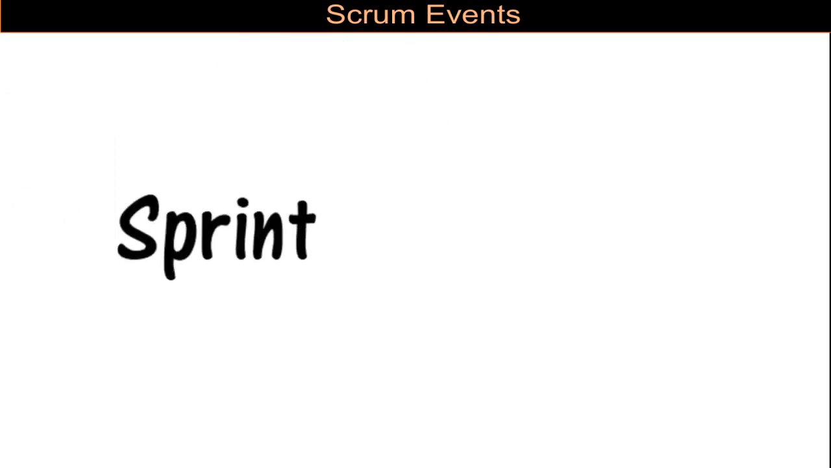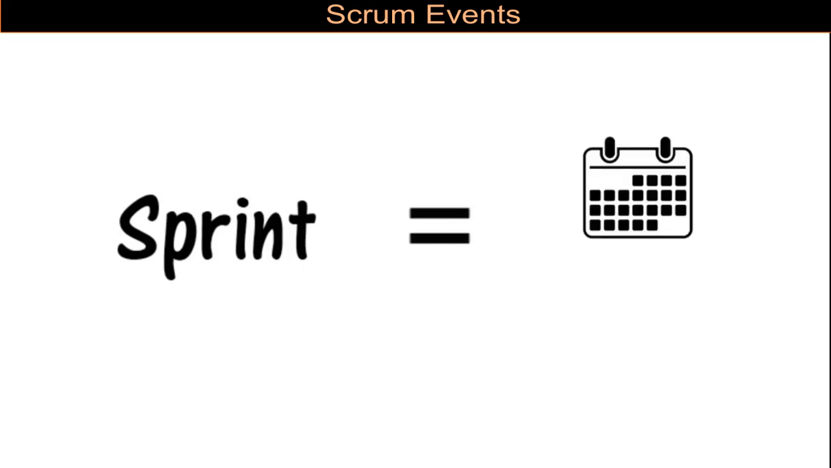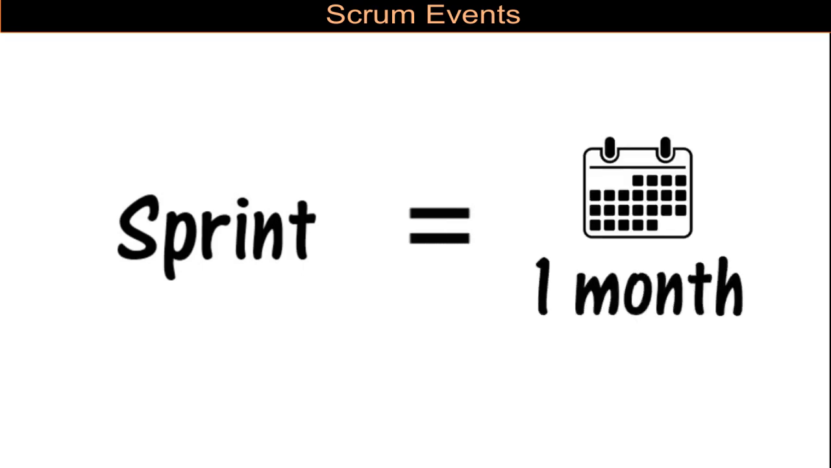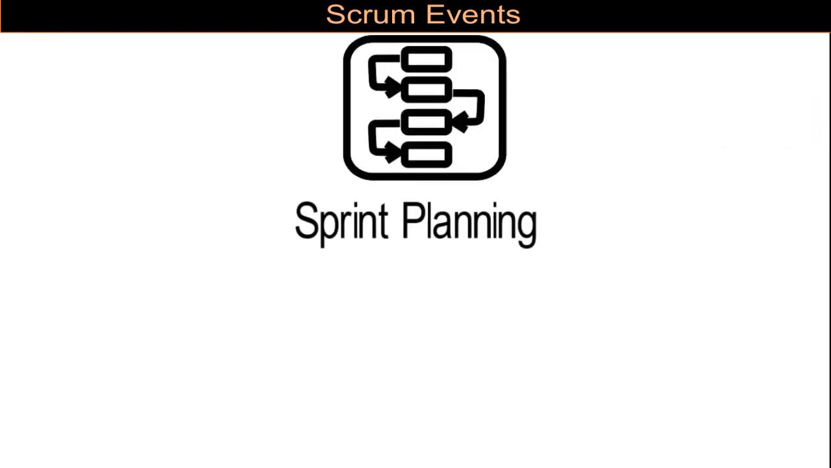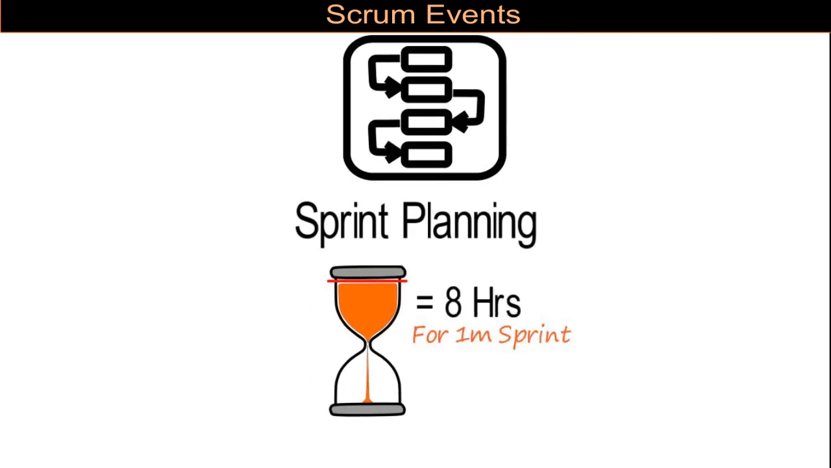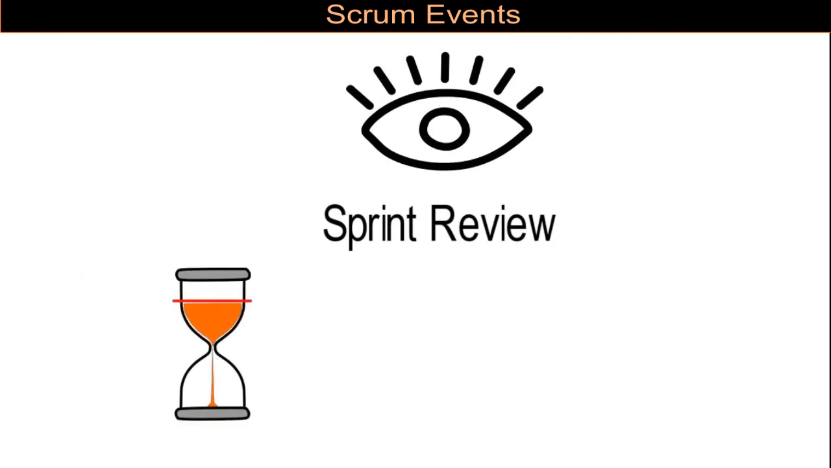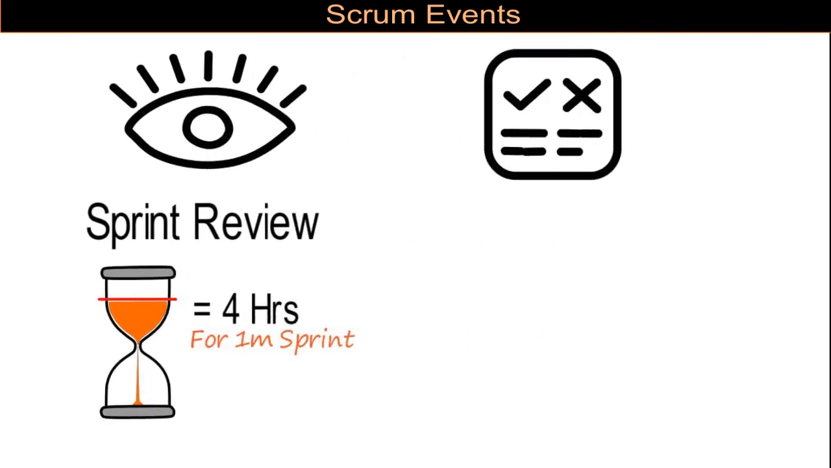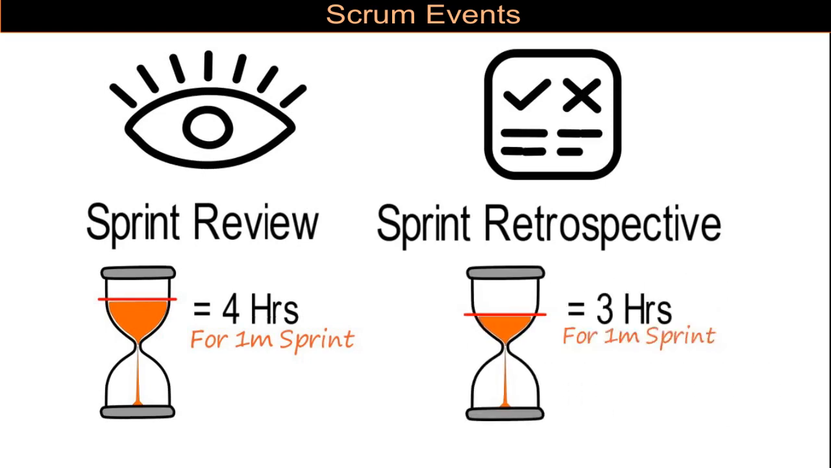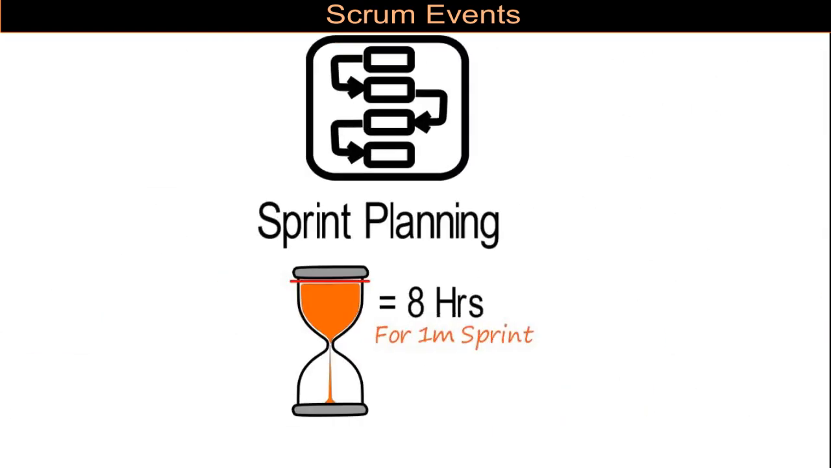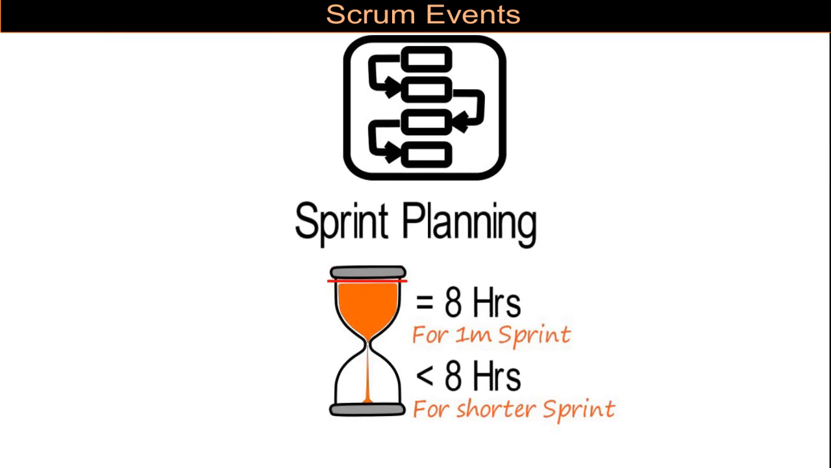Let us look at the time box duration of each event. Sprint is a time box of 1 month. The duration of the sprint can be less than a month. However, a sprint cannot be more than 1 month. Let us assume we have a sprint event of 1 month. For a 1 month sprint, sprint planning is time boxed to a maximum of 8 hours. Sprint review event cannot exceed 4 hours of duration. And the sprint retrospective meeting is limited to a maximum of 3 hours for a 1 month sprint. For shorter duration sprints, these events can be shorter.